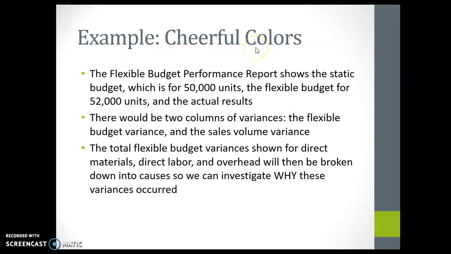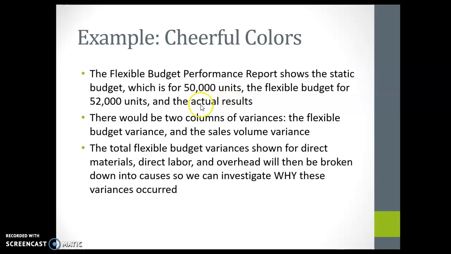Let's take a look at an example. This company is called Cheerful Colors, and let's just say that they make crayons. Colorful crayons, that's why they call their company Cheerful Colors. The flexible budget performance report for them shows the static budget, which is our master budget, for 50,000 units, 50,000 batches of crayons. The flexible budget is for 52,000 units, and the actual results are for the 52,000 units that we actually sold.